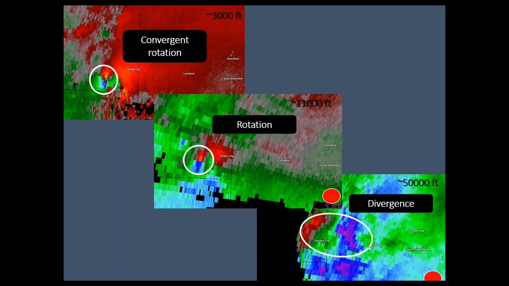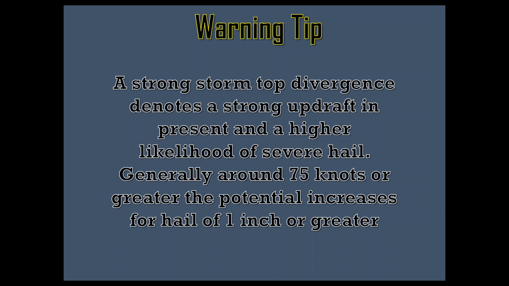So here would be an example of divergence. Your reds, remember, are your outbounds going away. Your greens and blues are your inbounds going towards. You'll notice that you don't have any convergence here. Everything's going away from each other. That would be divergence, whereas here they're going more towards each other and are very close. It's very important to look at this divergence because it can give us an indication of how strong the storm is aloft.